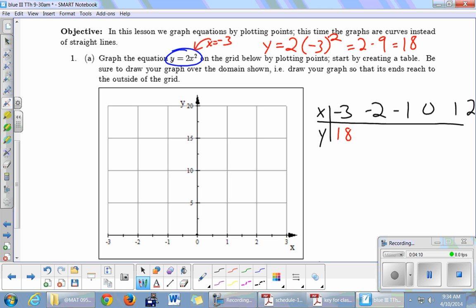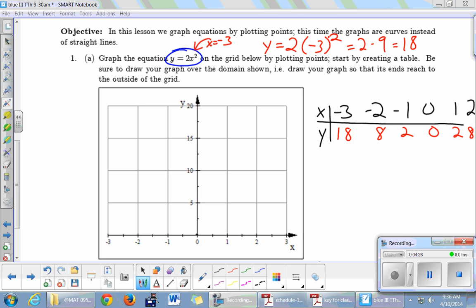Okay, we've got like 5 or 6 other points to plug in. Can you guys divvy up that work in your groups? I don't need everybody doing 5 or 6 points. So just split it up, decide who's going to start on the left and who's going to start on the right, and then grab the numbers from each other, and finally plot those points.